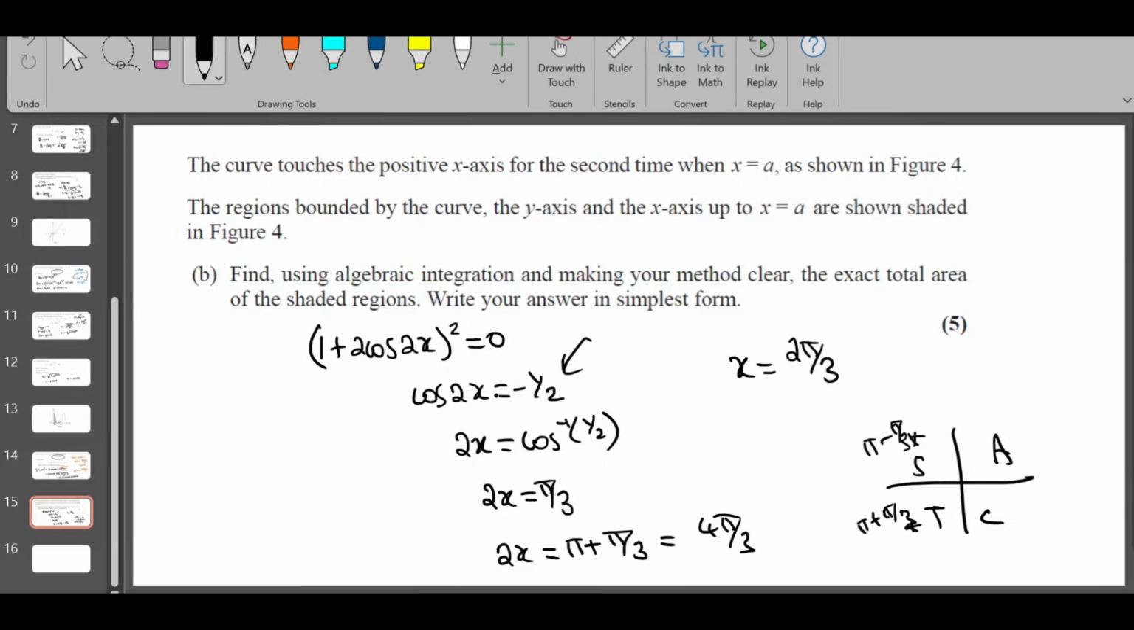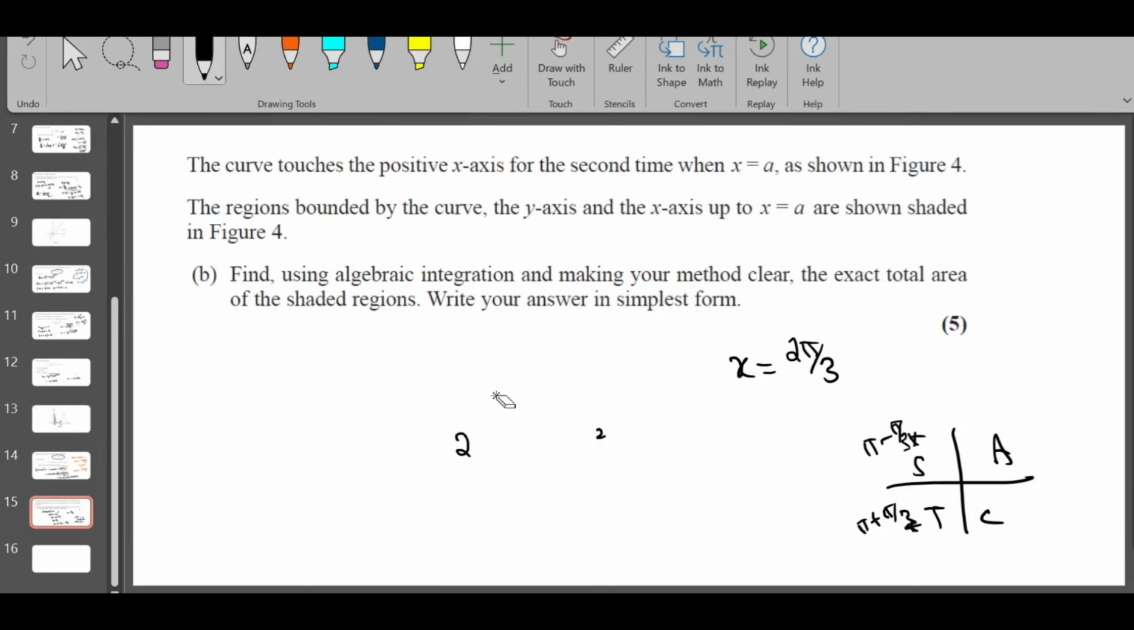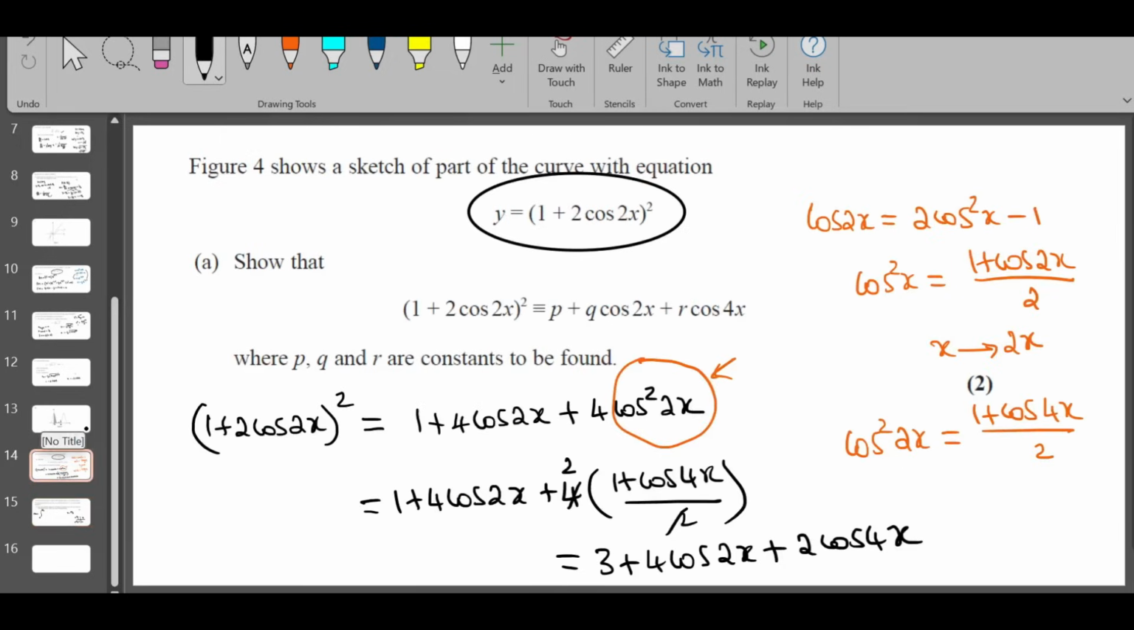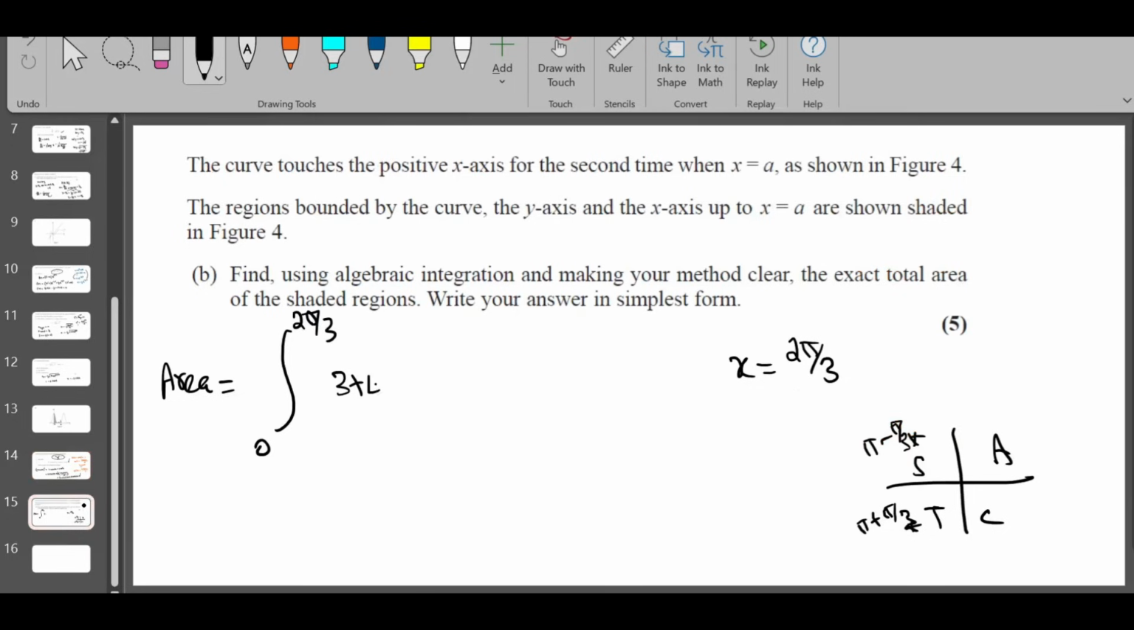That's a lot of working to find the x-intercept. If you know any shortcut, just use it. So now comes to integration. Now we need to integrate the curve from 0 to 2 pi over 3. So the area is equal to integral 0 to 2 pi over 3. Instead of integrating this function, we are going to integrate this. That means this, 3 plus 4 cos 2x plus 2 cos 4x dx.